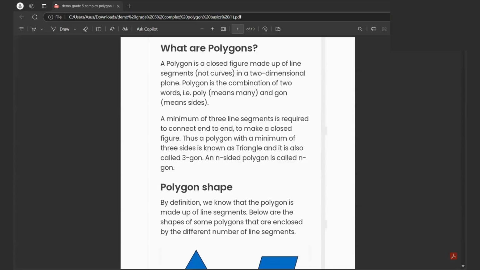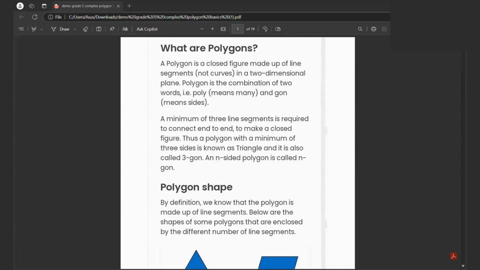The complex polygon. It's in your syllabus, okay? Finding the area and perimeter of the complex polygon. Have you been taught this at school or not? Yes. Okay, so you know a little bit about them, right?